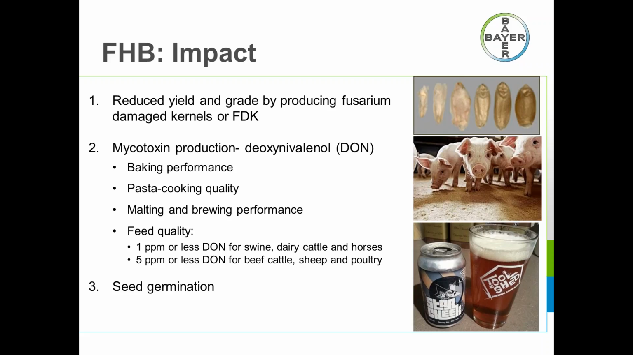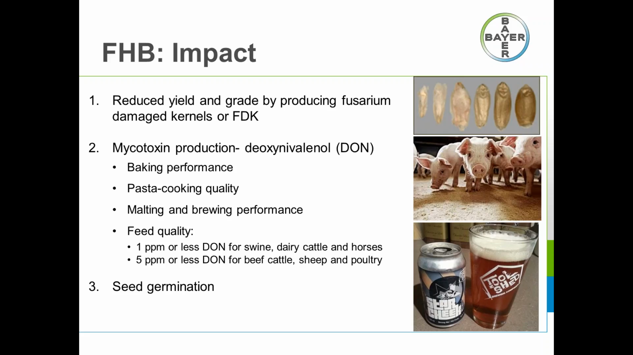Mycotoxin production from FHB, which is known as DON, happens when the crop is infected with FHB. DON is a toxin that has a lot of negative impacts downstream as far as what the crop can be used for, but also to the producer. Being downgraded for DON can really impact the bottom line.